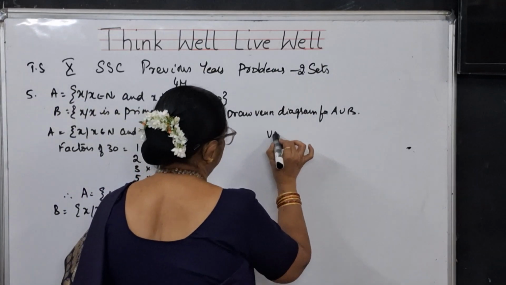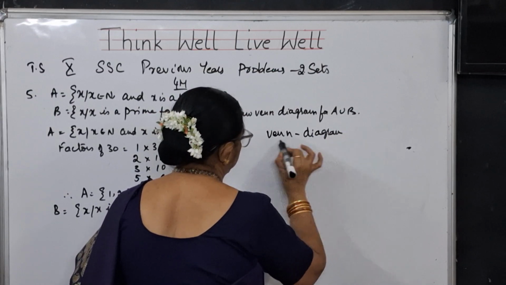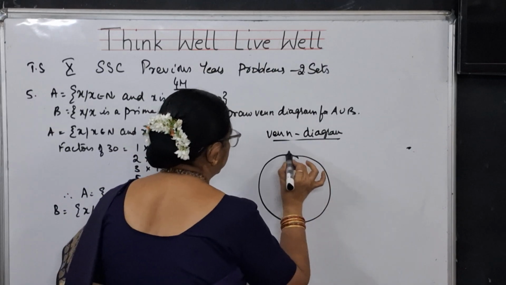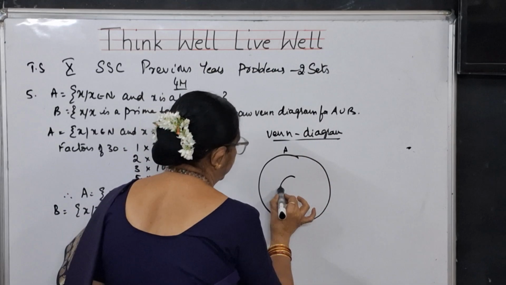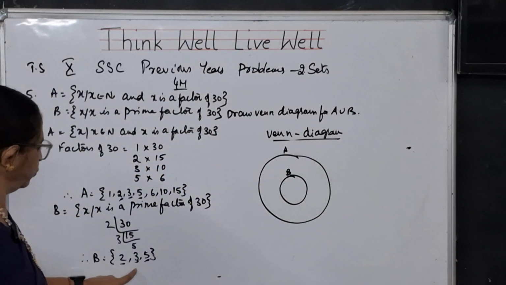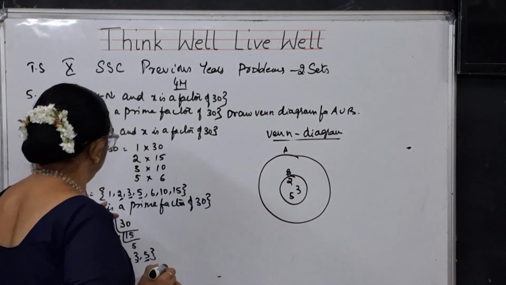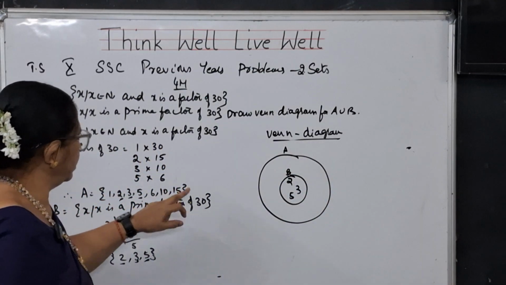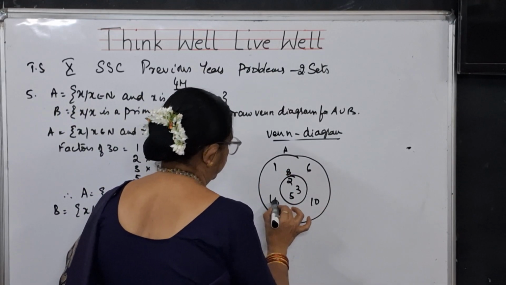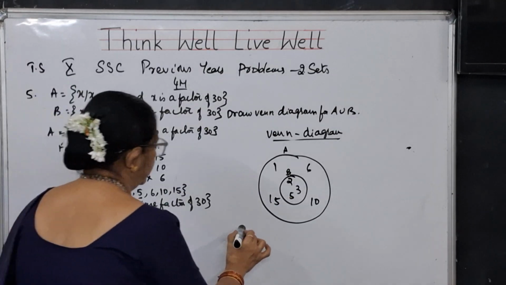So what is the Venn diagram? Let us see. The Venn diagram is: draw set A. This is set A. Inside set A, you have to draw set B, and all the elements of set B, 2, 3, 5. I'm writing here 2, 3, 5. Now here, except 2, 3, 5, we have 1, 6, 10, 15. These are the elements. So this is the representation of A union B.